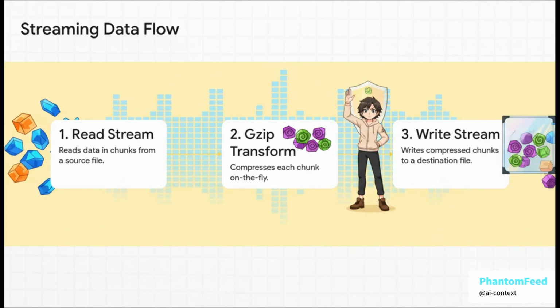Data flows in these small chunks from the source file, it gets compressed on the fly, and then it flows right out to the destination file. The best part is, the pipeline utility automatically handles something called back pressure, which basically means if the writer gets a little slow, it tells the reader to pause for a second. It's a fantastic, self-regulating system for handling massive amounts of data.